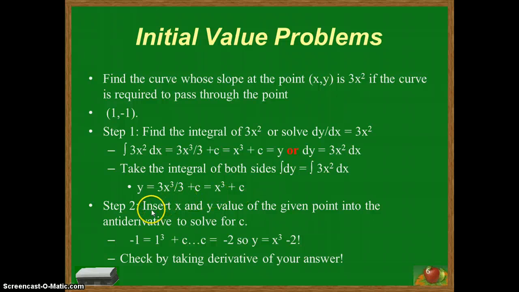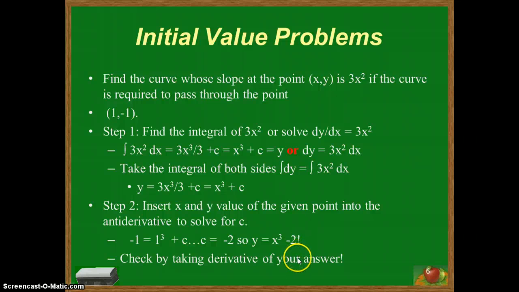Step 2, take your initial value, way up here, (1, -1). Insert x and y values of the given point into your answer, the antiderivative, to solve for c. So what I get is negative 1 equals 1 cubed plus c. c equals negative 2. So the equation, in this particular case, the unique solution to this problem would be y equals x cubed minus 2.